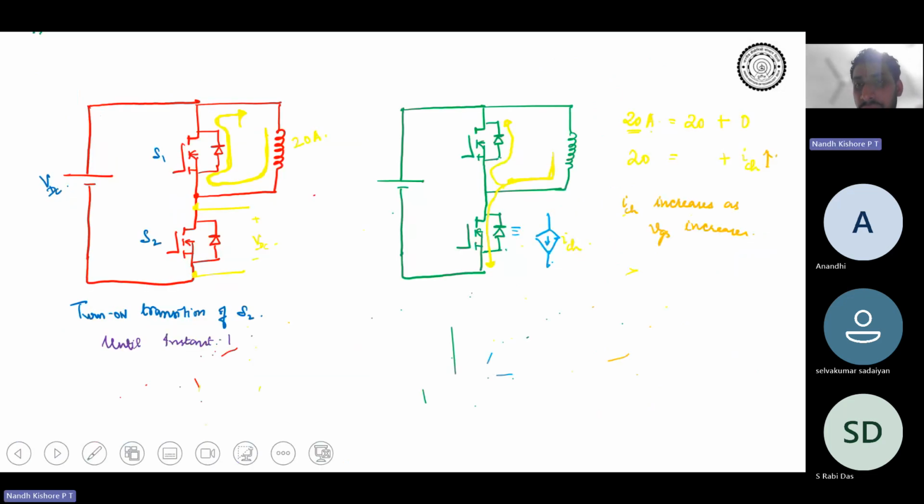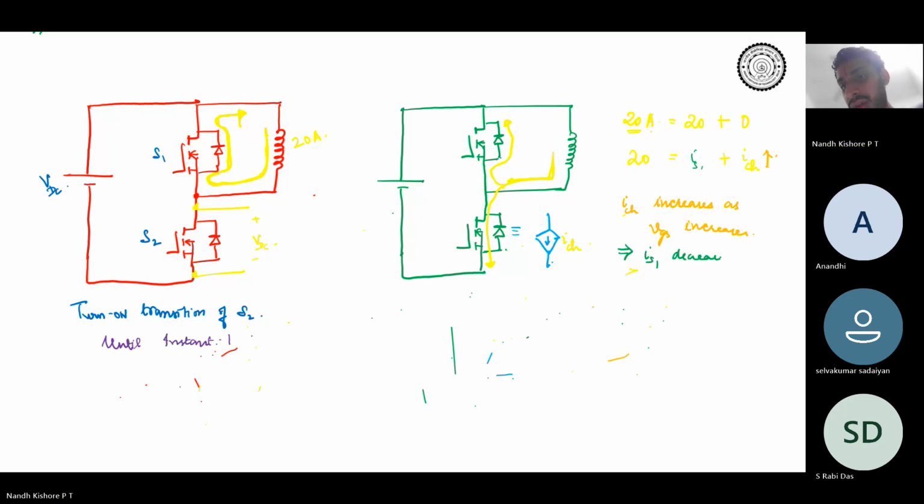Now as the total current is only 20 amperes, the 20 amperes gets split as I channel and the remaining goes through the anti-parallel diode of S1, IS1. I channel will keep on increasing, so the current through the anti-parallel diode of S1, or IS1, decreases. At some point your entire 20 amperes will be carried by your I channel.